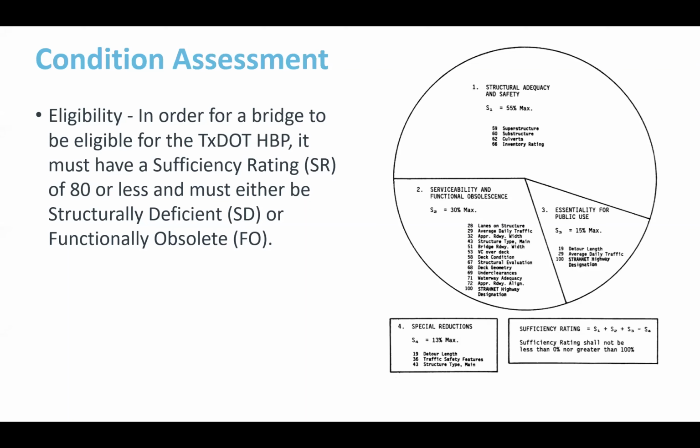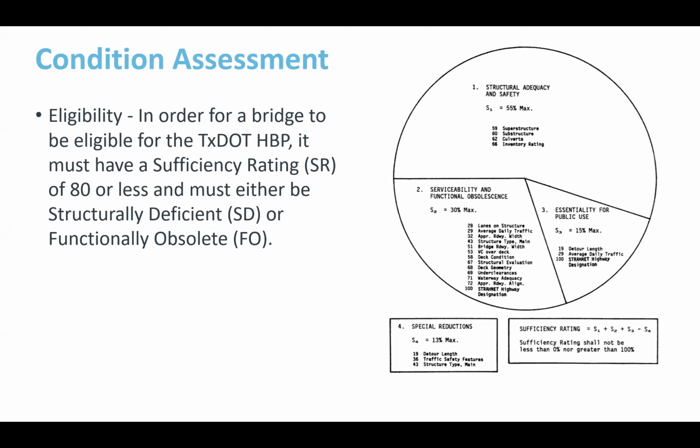S3 is essentiality for public use. How important is this bridge for public use? So I started out saying critical infrastructure assets. Is this bridge critical, or is it going to be a complete nuisance if you have to detour around it? How long is the detour length to get around this bridge? You can imagine some of these bridges in the state are very, very important and difficult to bypass. So you add up S1, S2, and S3.